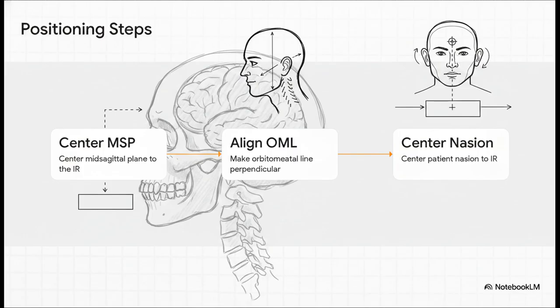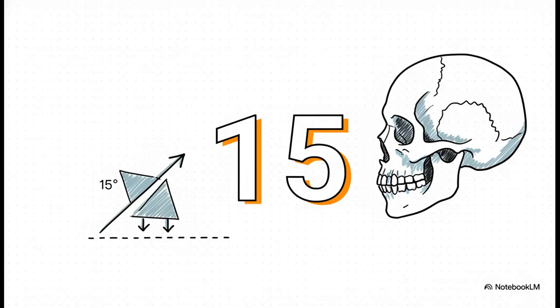Plus, the shoulders have to be in the same horizontal plane, and both sides of the external acoustic meatus have to be equidistant to the receptor. I mean, we are talking incredibly precise stuff here. And then comes the magic number, 15. See, for the reverse Caldwell, the central ray cannot just enter straight on. No way. It must be directed to enter the nasion at an angle of exactly 15 degrees cephalad. Cephalad just means angled upward toward the head.